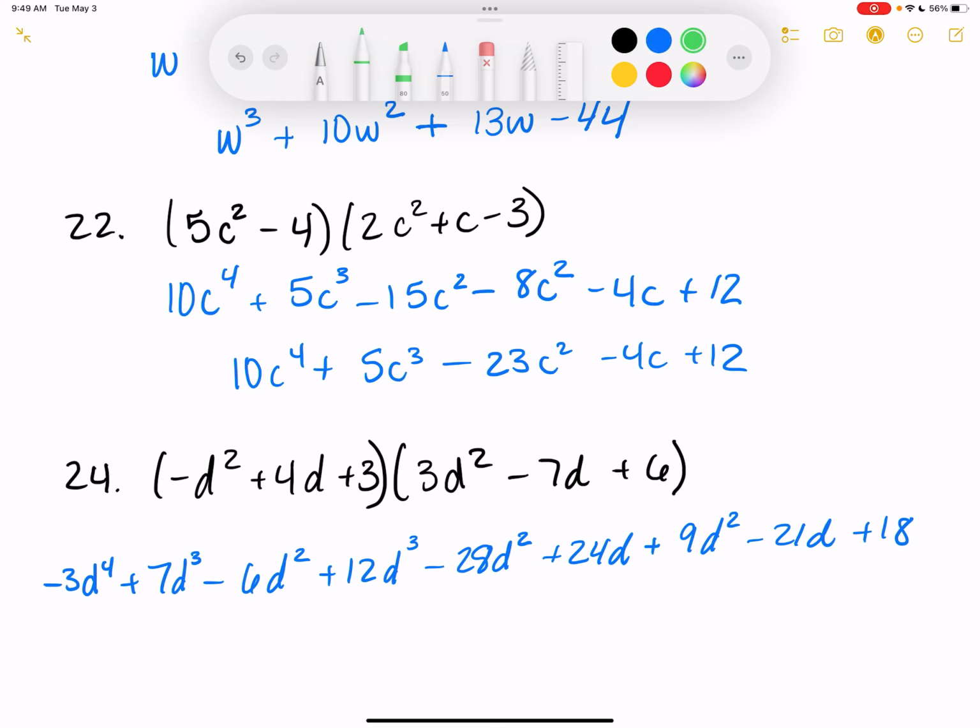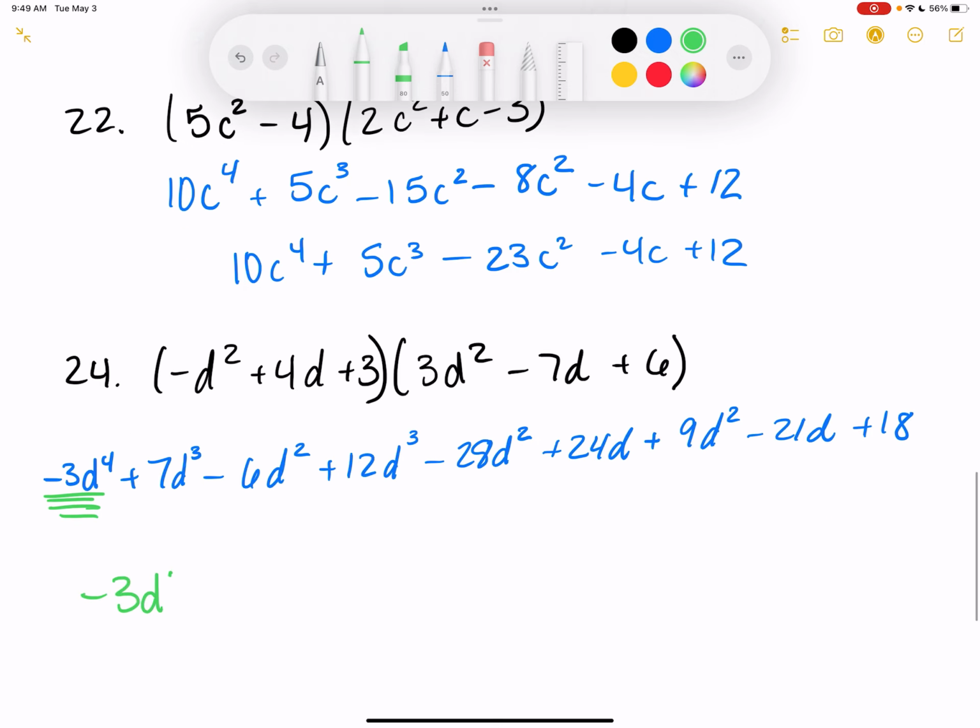So I'm going to tell you that a lot of times what I do now is I will go through and underline the things that go together. I know my biggest power term is the fourth, so I underline it 4 times and rewrite it. Then I find all my cubed terms and underline them 3 times. So 7d cubed plus 12d cubed is 19d cubed. I'm taking care of my 4th and my cubed.